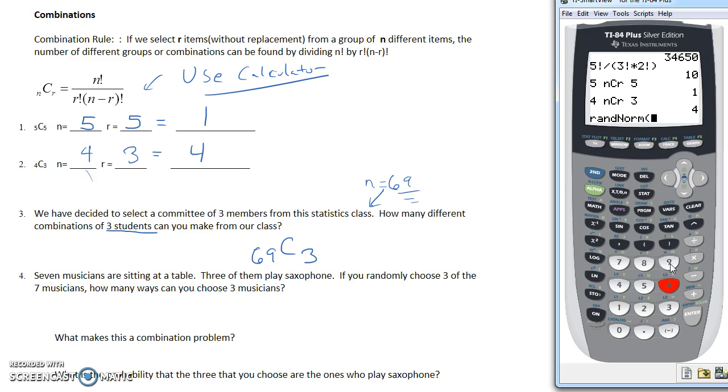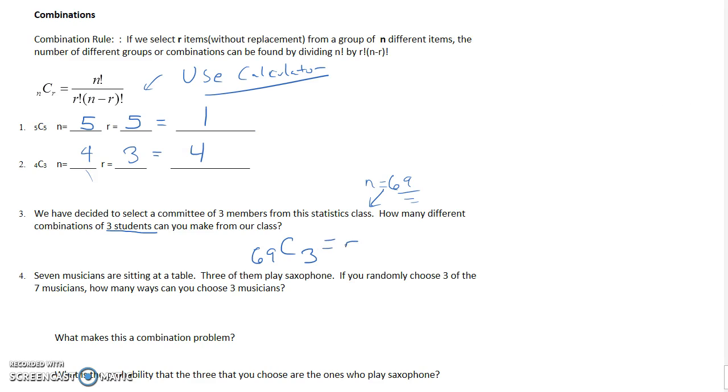So we're going to put our first number in first, which is 69. Then we're going to go to our probability menu, and we're going to select combination, and then put in the 3. And it looks like there are 52,394 different combinations.